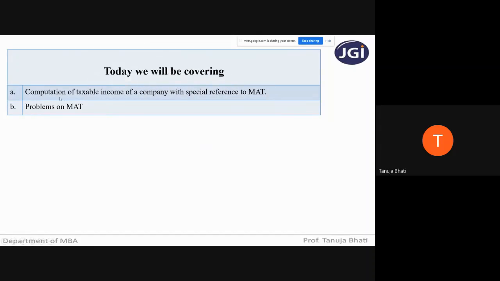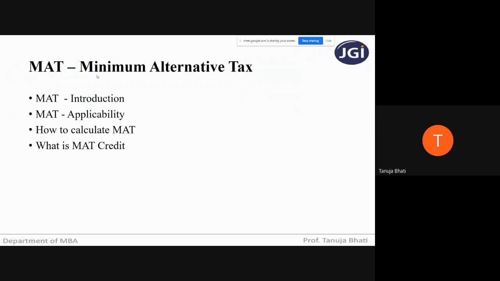So today we will be covering how to compute the taxable income of a company with special reference to MAT, and if time permits, we'll also be solving problems on MAT. Before we try to understand how to compute MAT, let us first understand what is the meaning of MAT. What does MAT actually stand for? Where is MAT applicable? How to calculate MAT, and what is MAT credit. So before we go to computation of the income of a company with reference to MAT, let us first understand the basic concepts of MAT.